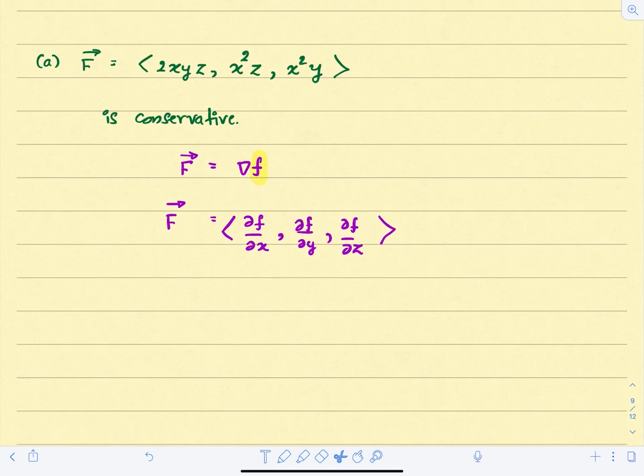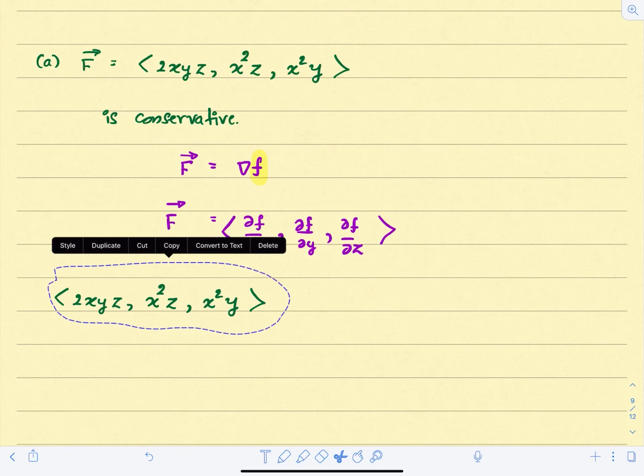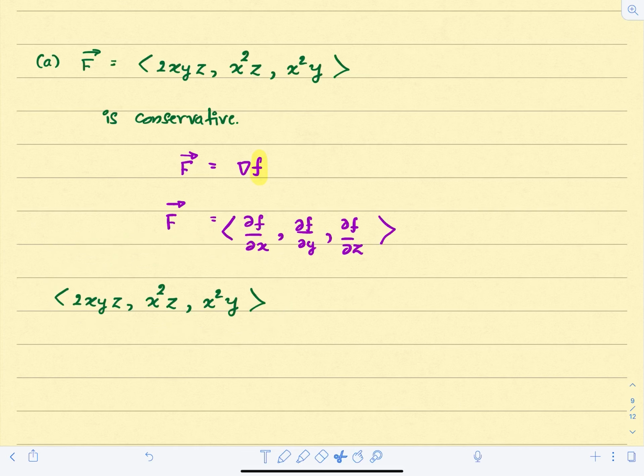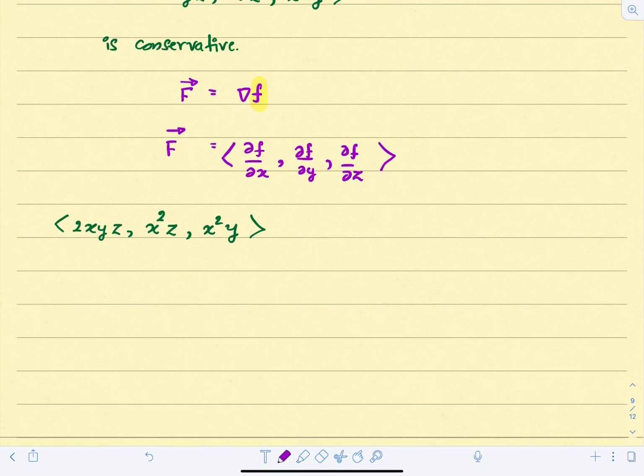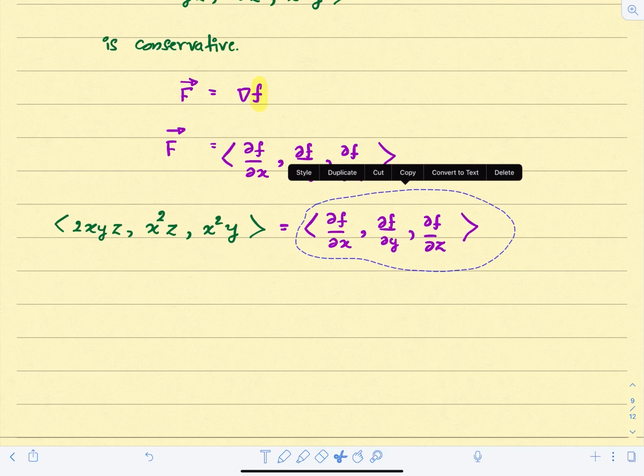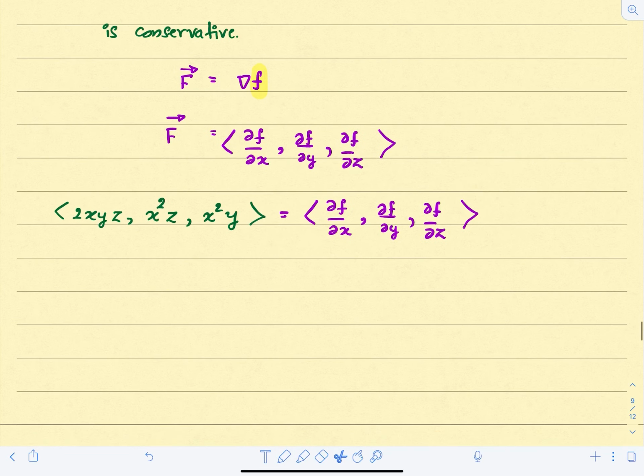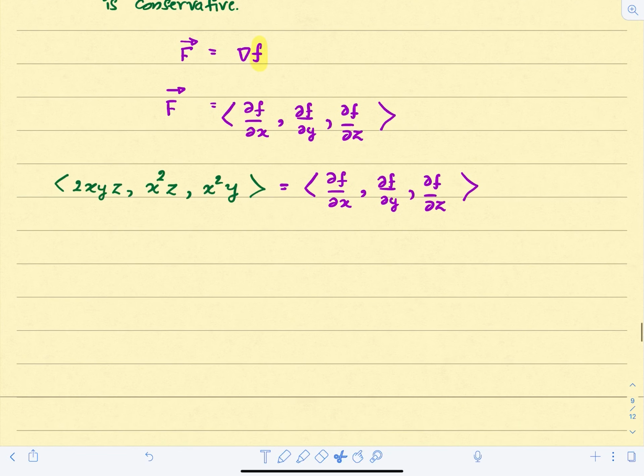The given vector field F is this one, 2xyz, comma, x squared z, and x squared y. This equals the gradient of little f. Now using this vector equation, we can construct three equations.